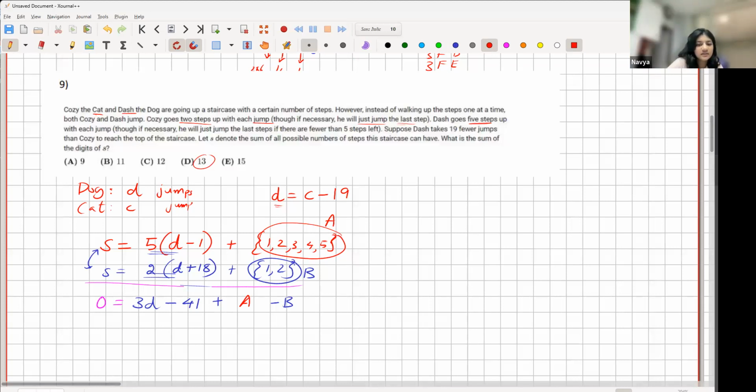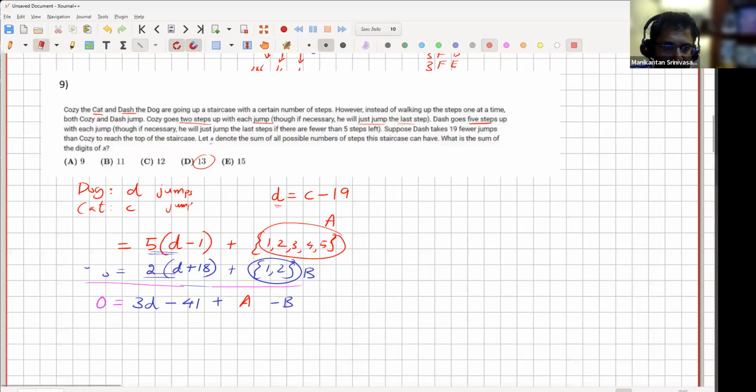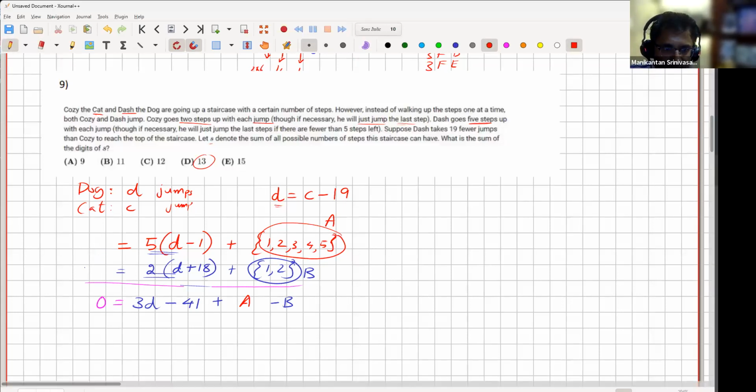Yes. Okay, sorry, Navya, you're saying? What exactly is S? S is the number of steps. Oh, he's using S here for, okay, it's not this S. Okay, I'll just say N, just so that it's not confusing. N is the total number of steps. And also, why have you done D minus 1?